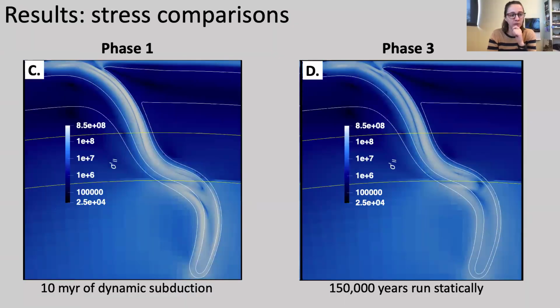When we compare the stress orientations from the 10 million year run dynamic phase 1 solution on the left with the phase 3 static evolution on the right, we can see first order comparisons between the spatial arrangement. We get a nice neutral plane, with both regions having areas of high and low stress, though there's a difference in magnitude. Spatially, there's good comparison.